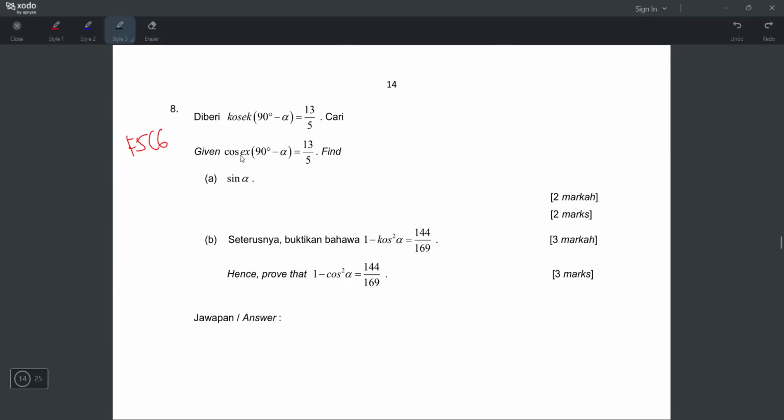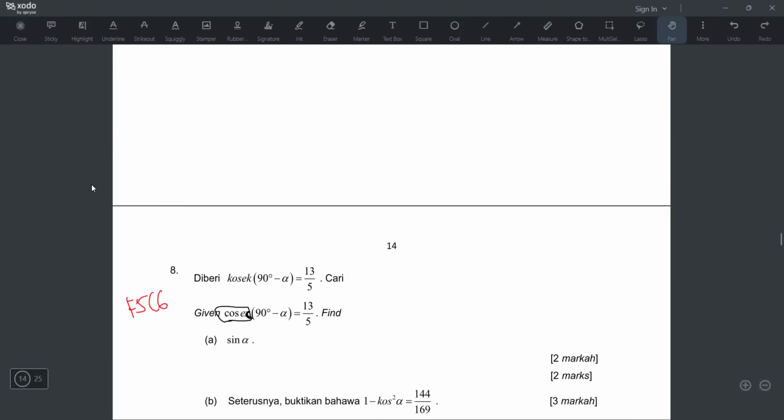I think the English one is messed up already, because what is cosec? It should be C. This one, cosec. That's not how you spell cosec. It's SEC. And then 90 minus alpha equals 13/5. Find sine alpha. We will be labeling this angle later in the diagram. But I want to talk about what is cosec 90 minus alpha first.